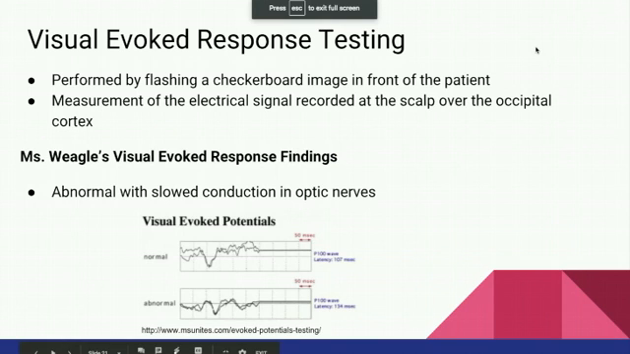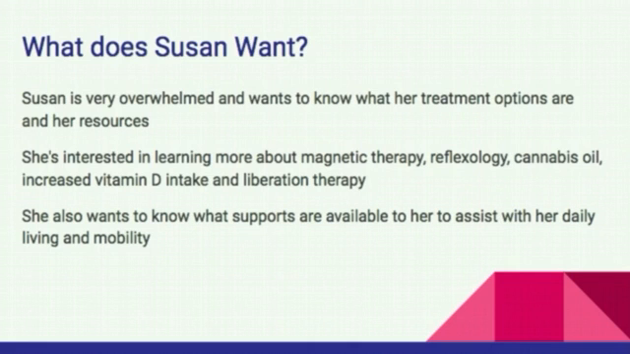There's also a test called visual evoked response testing, and that is performed by flashing a checkerboard image in front of the patient. So it takes a measurement of the electrical signal recorded at the scalp over the occipital cortex. And Susan had one of these tests done, and it revealed an abnormal result with slow conduction in the optic nerves. So this down here is the image of the graph of a normal response testing versus an abnormal response testing. Take a look to see what Susan wants to know.